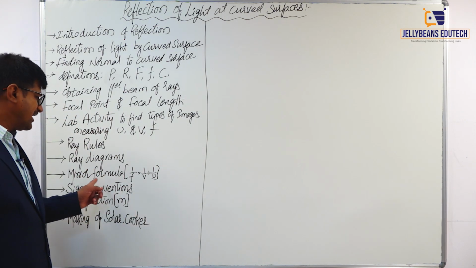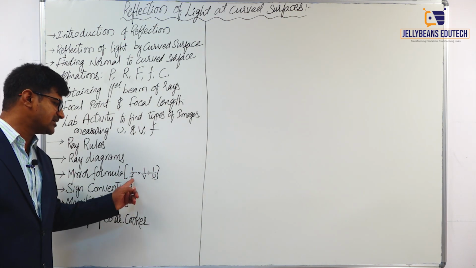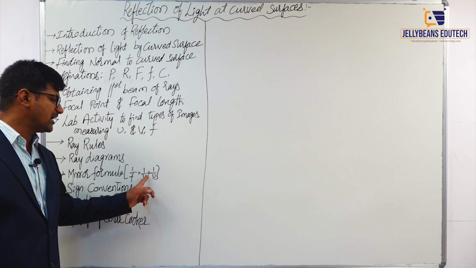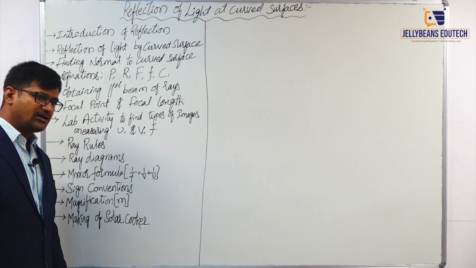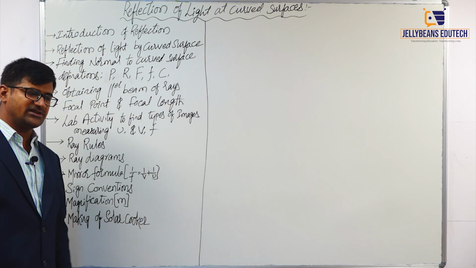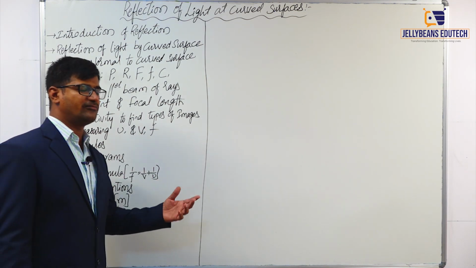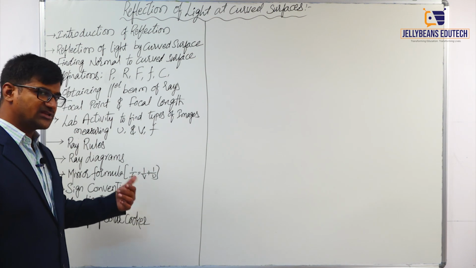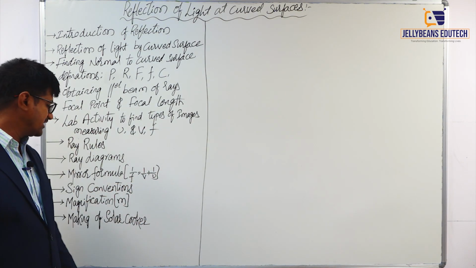Next, we have the mirror formula. We will discuss the mirror formula as well as the relation between f, v, and u. Next, the sign conventions. The sign convention indicates whether the object is real or virtual, and where the object is placed. Such things can be observed with the help of the sign conventions.